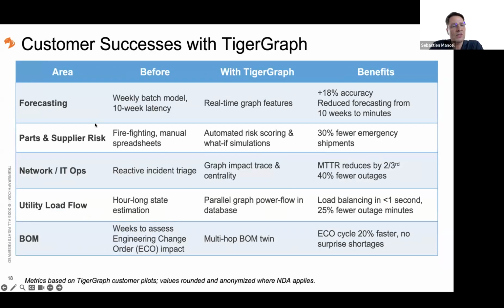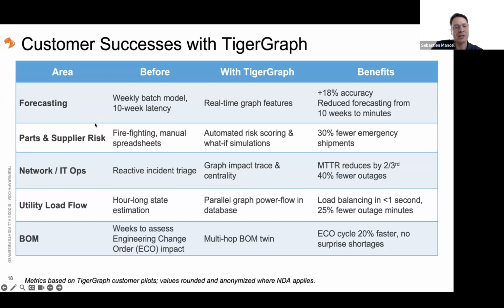All right, so this is the slide where we tie it all together with the various customer successes that TigerGraph has delivered. So we've shown crisis, operational use cases, and deep dives. But now let's quantify why this matters. So forecasting. What used to take 10 weeks is now completed in minutes with nearly 20% better accuracy. That's fewer stockouts and less capital tied up in inventory.